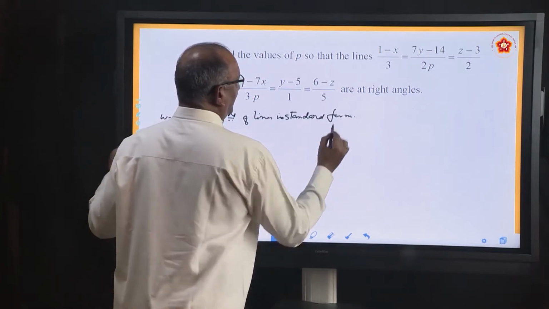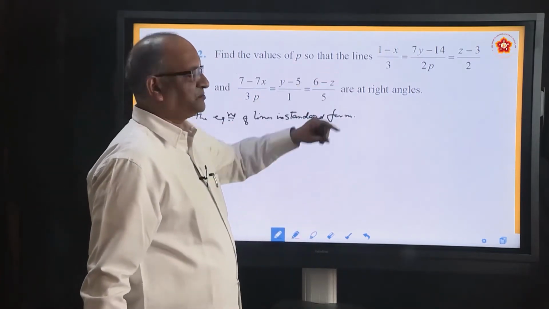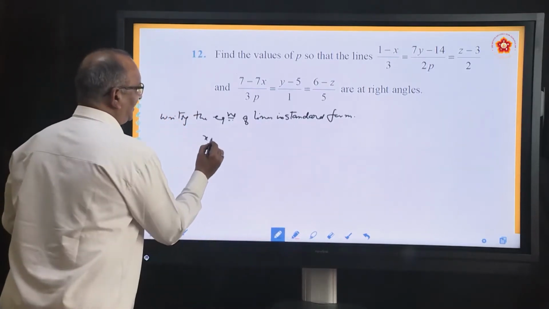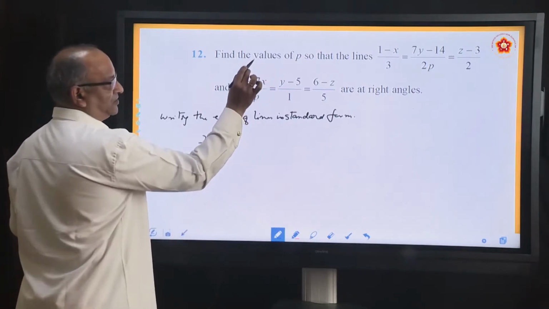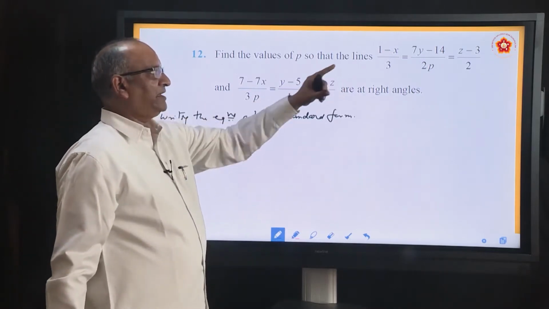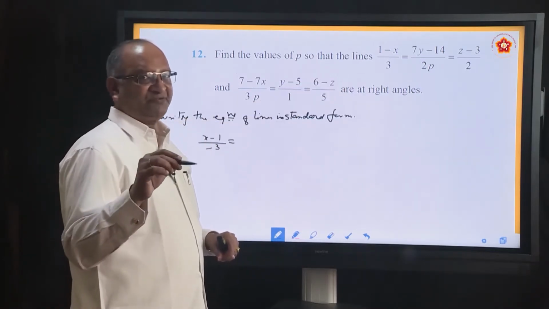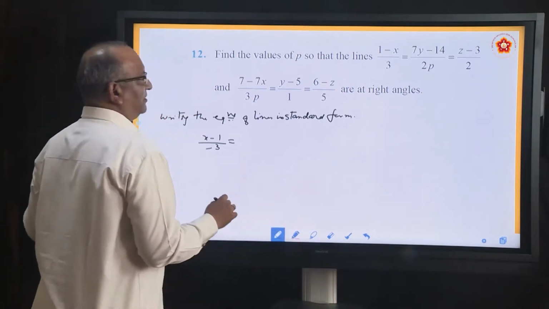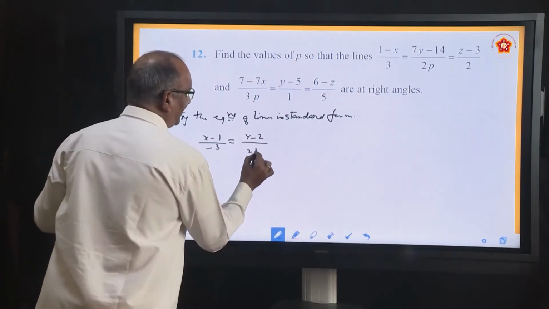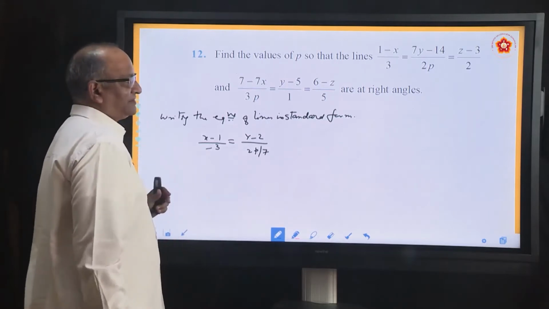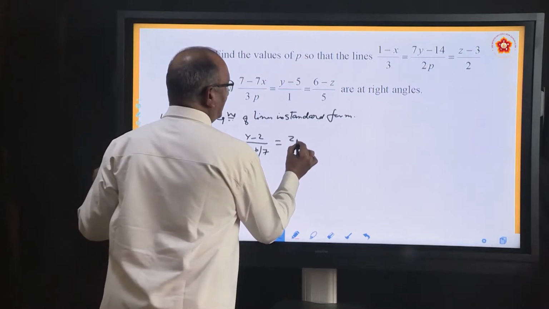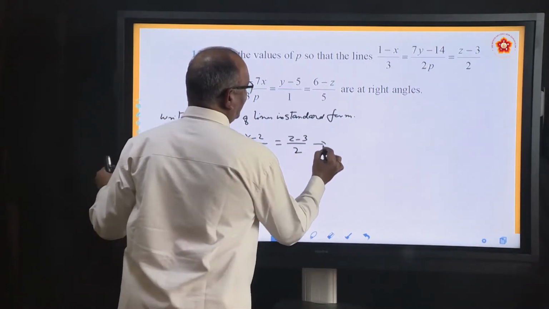Please observe how they are written. The first one is 1 minus x by 3. What is the standard form? It should be x minus. So how will you get that? By taking the negative sign, you put it for the denominator, equal to, second one is 7y minus 14, it should be y minus. So whatever is with y, divide with that. So it will become y minus 2, but you cannot just divide the numerator, so you also have to divide the denominator. So it is 2p by 7. Z minus 3 is standard form, no need to change, by 2. So this is the first equation.